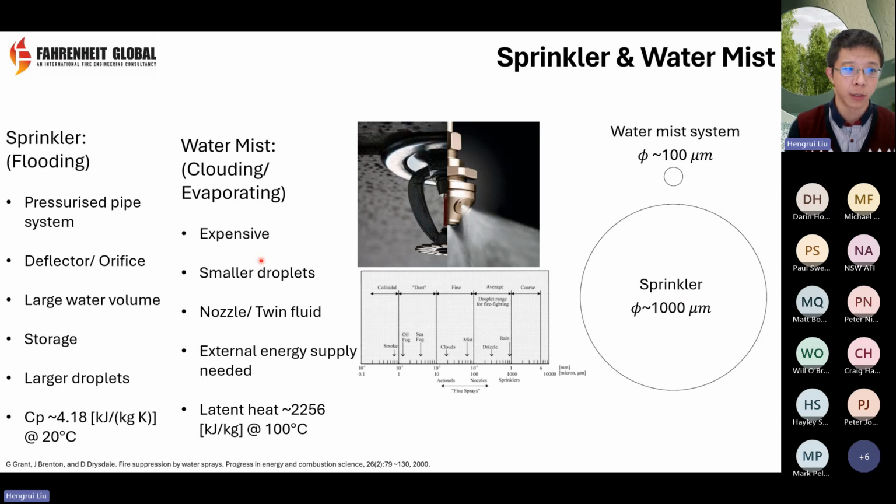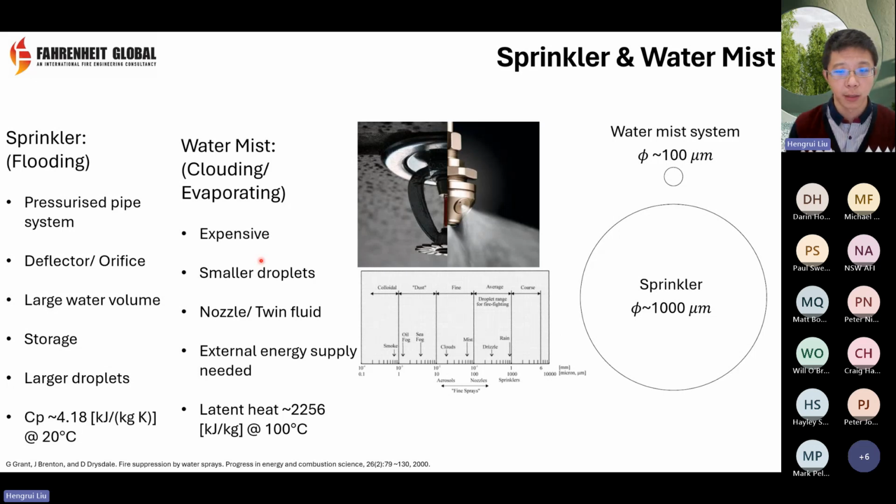The sprinkler system is a flooding system: when a sprinkler activates, it floods the whole area. But the water mist system acts more in a clouding or evaporating sense. Some pros and cons: for sprinkler systems, we need a pressurized pipe system and probably a larger amount of water supply, and we need water storage if we don't connect the pipes to a town main.